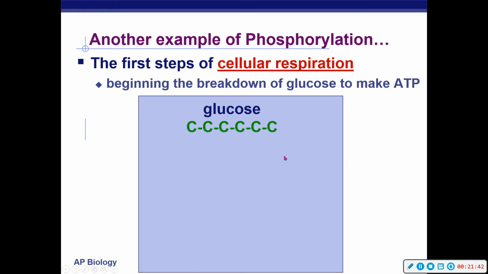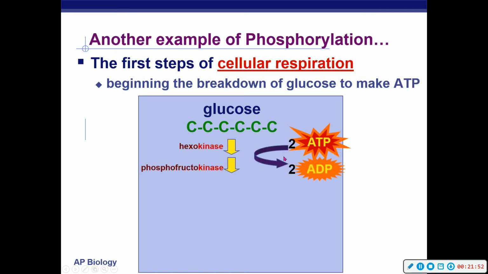Glucose is a 6-carbon molecule, and one of the first steps to actually make ATP is to break glucose in half. In order to break it in half, we phosphorylate it first, adding a P on both ends. So in order to make ATP, we actually have to use some ATP to get it started.